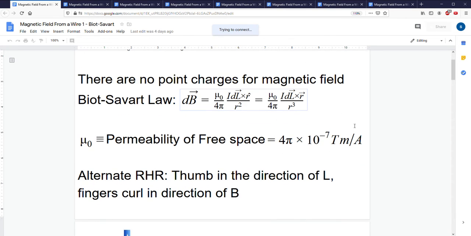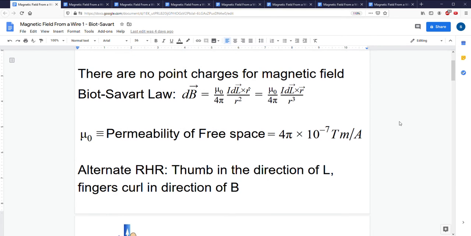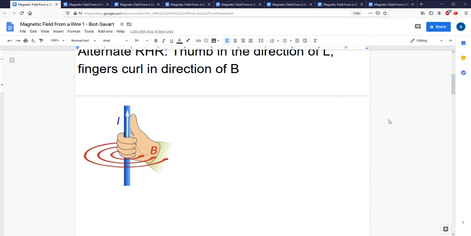right-hand rule that you can use for creating magnetic fields: you put your thumb in the direction of L, which is the direction the current is flowing through the wire, and your fingers will naturally curl in the same direction the magnetic field curls. So here is a picture demonstrating that. Thumb goes in the direction of the current, and your fingers will curl around in the same direction the magnetic field goes around the wire.